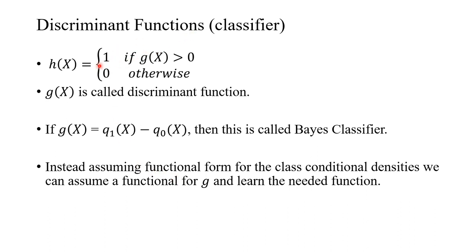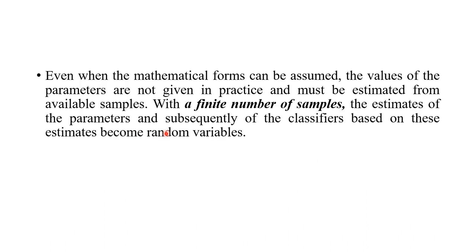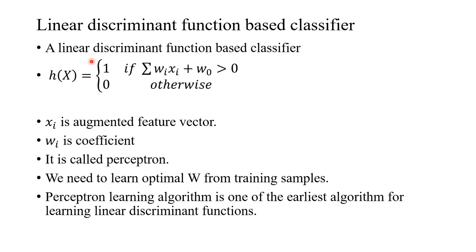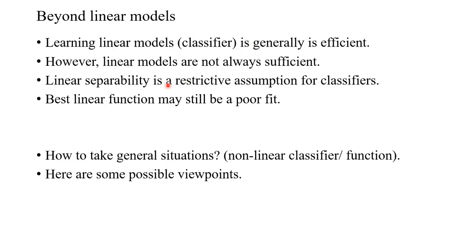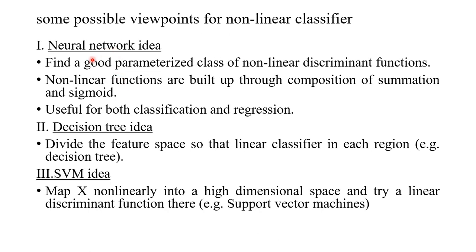We have a discriminant function: h of x is equal to 1 if g of x is greater than 0, and 0 otherwise. If g of x is q1 of x minus q0 of x, then it is a Bayesian classifier. The linear discriminant function, which is the basis of the neural network classifier, is: if sigma wixi plus w0 is greater than 0, then it belongs to class 1, and 0 otherwise. So a neural network is a classification method.